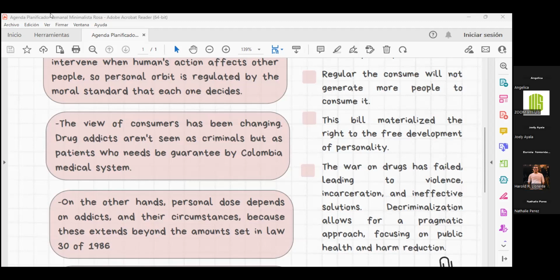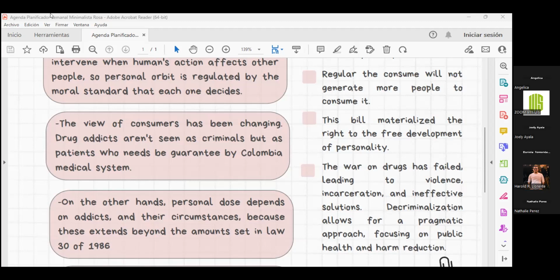Very good. Angelica, you're raising your hand. Yes, thank you, teacher. I have two questions about this topic. Number one is, if anti-drug regulation hasn't better controlled this problem currently, how do you think legalization will become a solution to this problem?